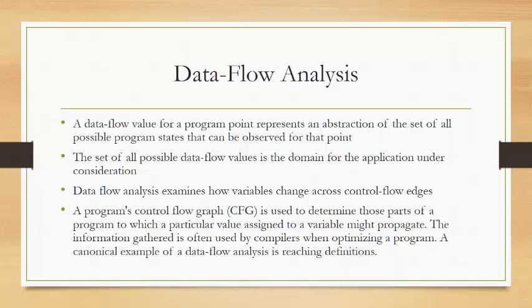The program's control flow graph is used to determine those parts of a program to which a particular value assigned to a variable might propagate. The information gathered is often used by compilers when optimizing a program. The canonical example of a data flow analysis is reaching definitions.